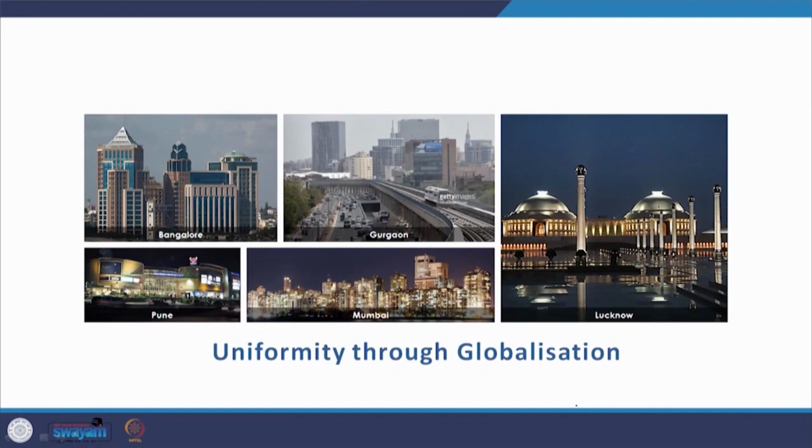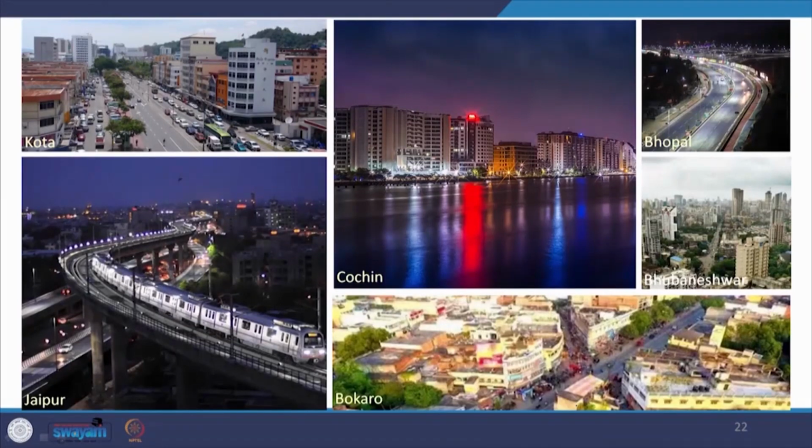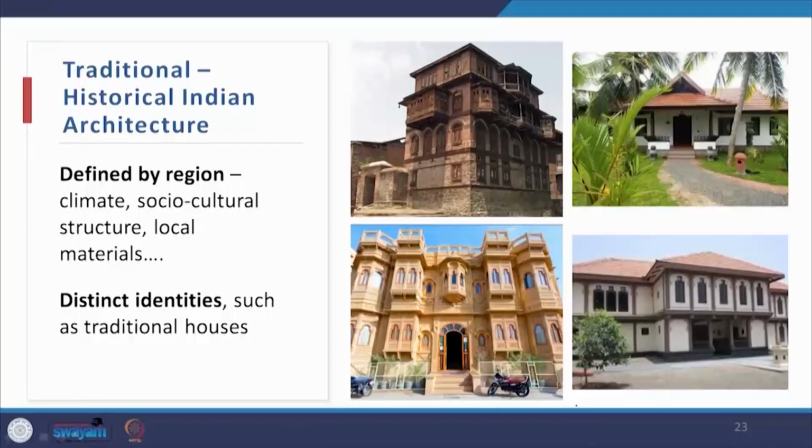Now we see this uniformity in India through globalization. Whether you are in Bangalore or you are in Lucknow or any other city, whether you are in these cities which are even tier 2, tier 3 cities like Cochin, Kota or Bokaro, they all look same. But traditional Indian architecture was not like that. It was defined by these variables like culture and climate and local materials.